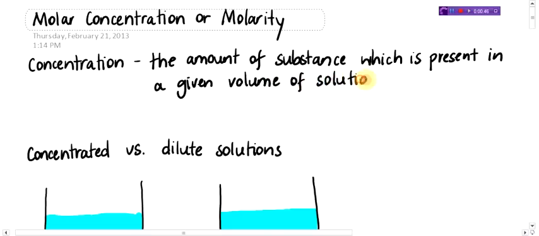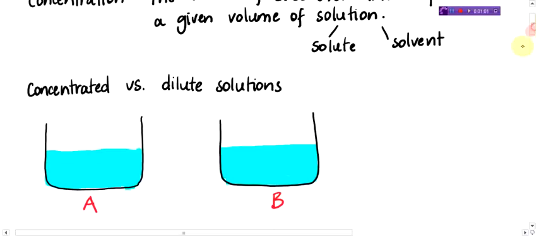Now remember, we talked about solutions earlier in the course, and solutions consist of two parts: a solute, which is dissolved in a solvent. Now solutions can be either concentrated or dilute, and we'll take a look at an example of two solutions. So we've got solution A and solution B. Both solution A and solution B have 1 liter of water.